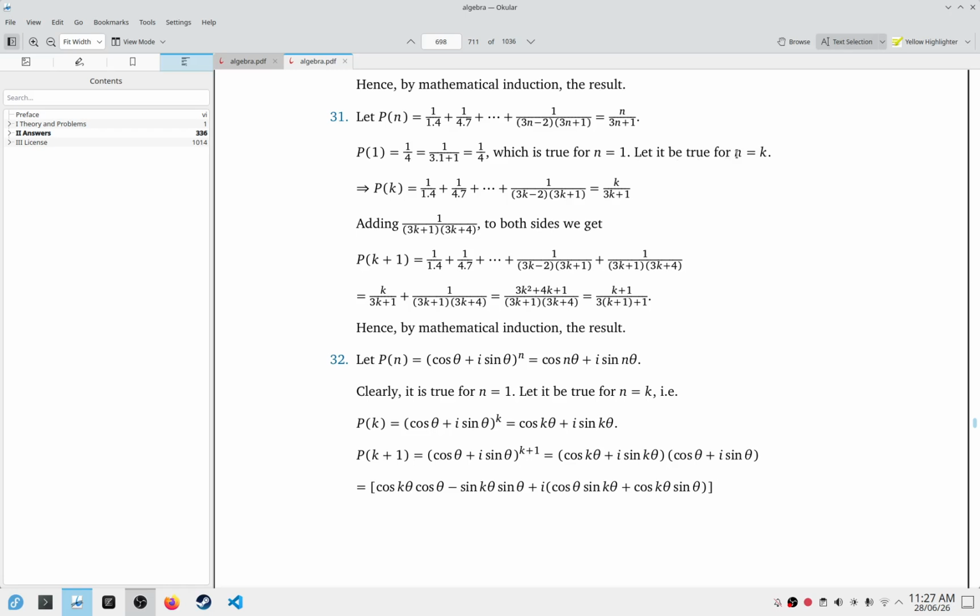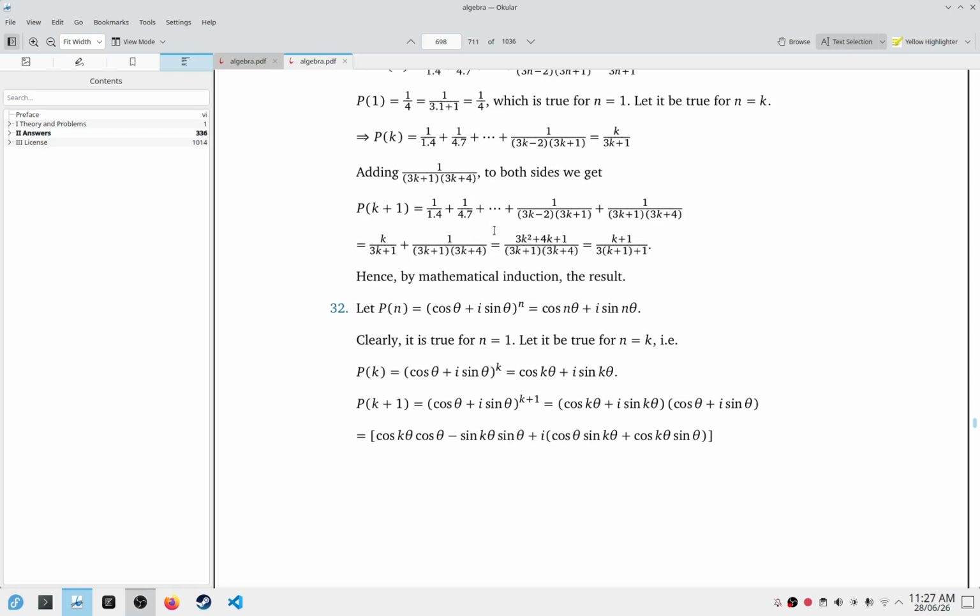We let it be true for n equal to k. That's why we have this equation. Now we add the next term on left hand side. We add 1 over (3k plus 1) times (3k plus 4). So we have got this P(k plus 1), and right hand side becomes k by 3k plus 1 plus 1 over (3k plus 1) times (3k plus 4). And we solve this, we get finally (k plus 1) over (3(k plus 1) plus 1). And that's how by mathematical induction we have proven the result.